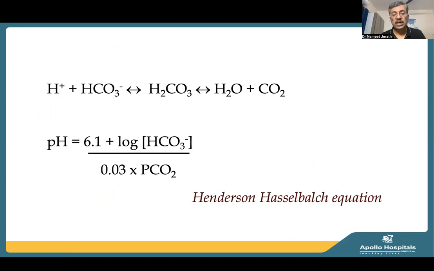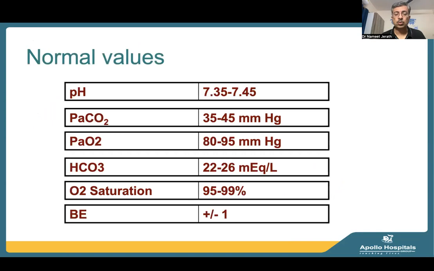The method that we are going to discuss today, the Henderson-Hasselbalch equation, is the backbone of this blood gas analysis, where the bicarbonate, the alkali, and carbon dioxide, the acid, is balanced through this equation. And I'm sure you are all aware of this equation. We don't really have to go into the details of this equation, but what we do need to realize is that there is a range of values for each of these variables which are normal.